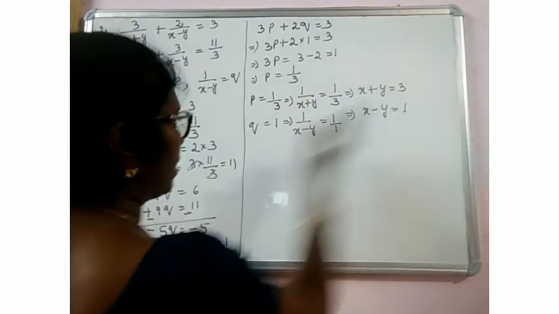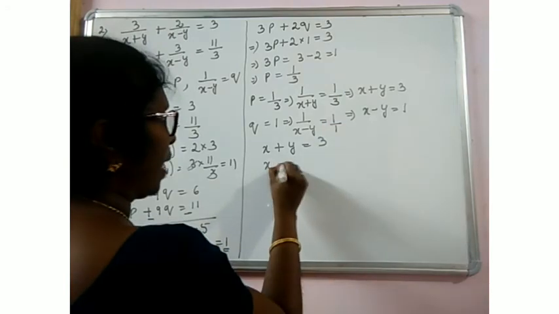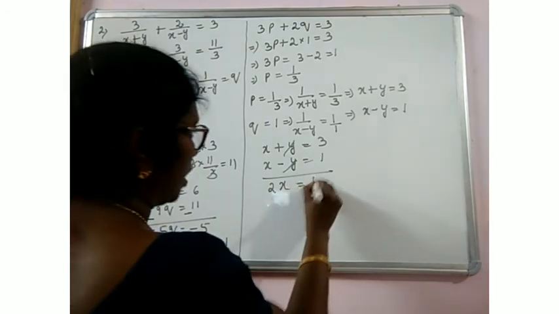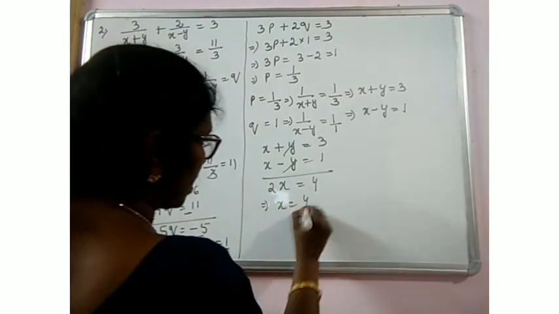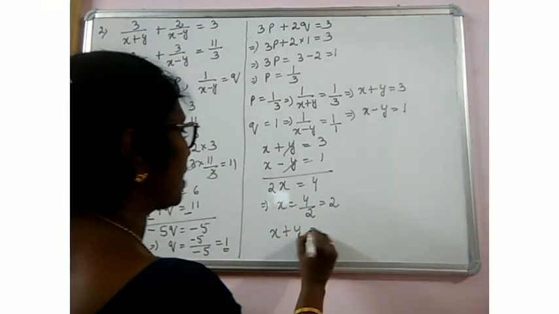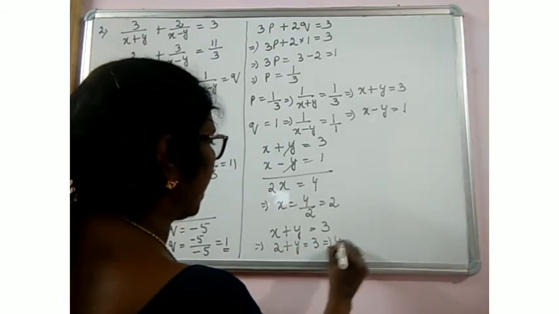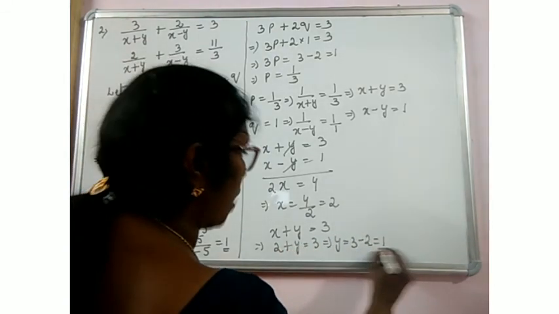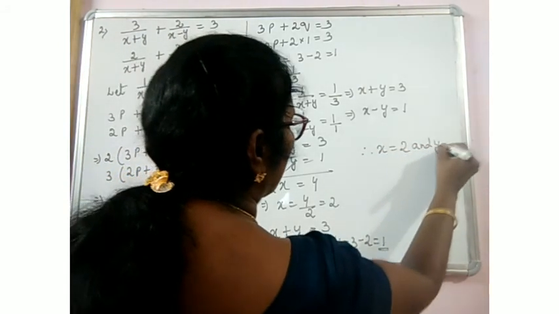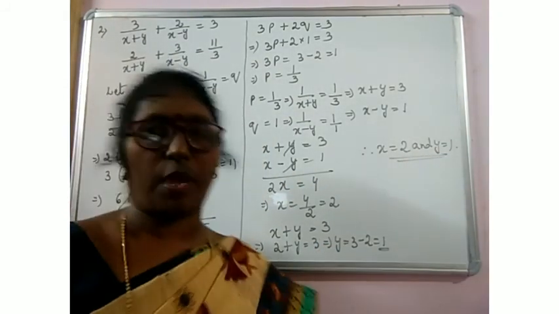So let us simplify these two equations now. Very simple equations we got. x plus y is 3. x minus y is 1. Plus y, minus y cancelled. 2x is 4. So x is equal to 4 by 2, that is 2. And we know that x plus y equal to 3. So 2 plus y is equal to 3. Or y is equal to 3 minus 2, that is 1. Therefore, x is equal to 2 and y is equal to 1. So we got the values of x and y as 2 and 1.